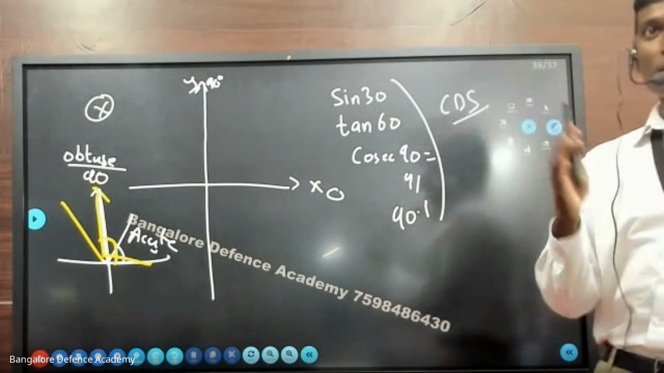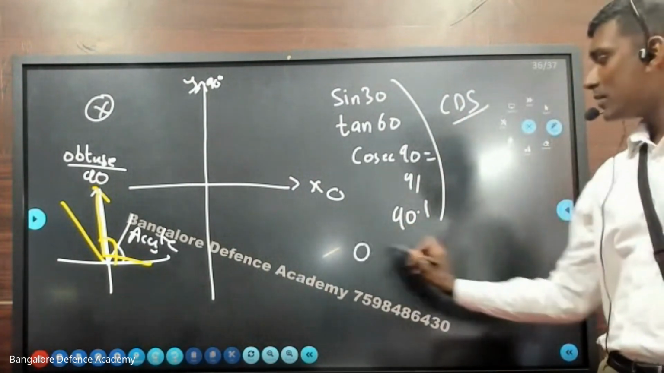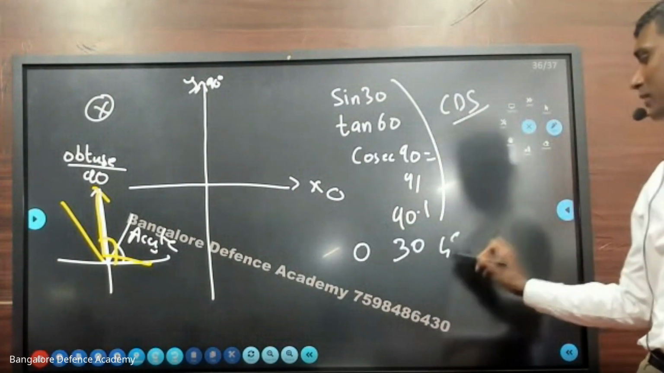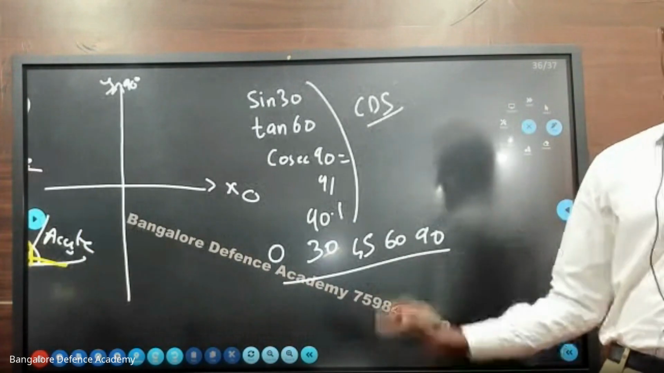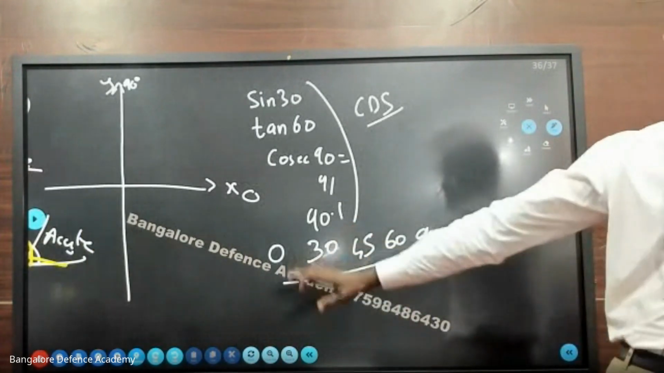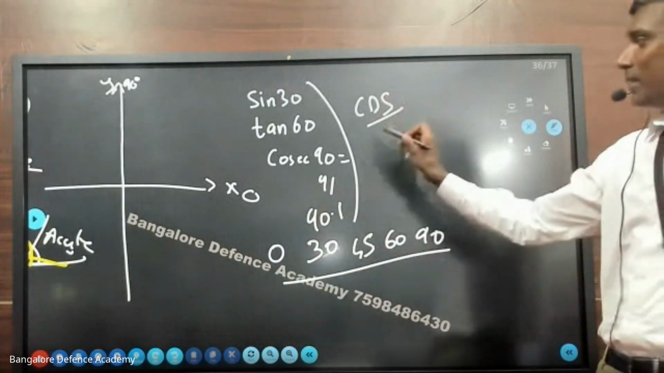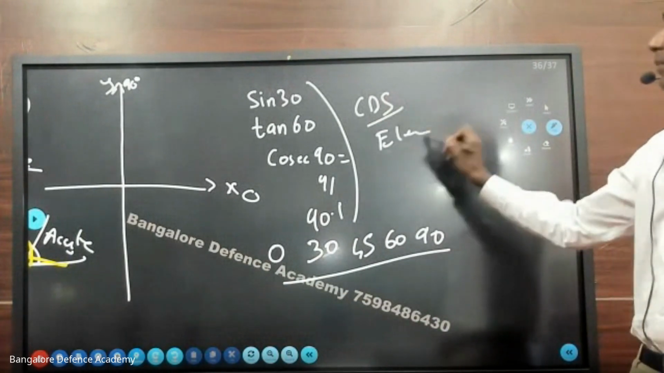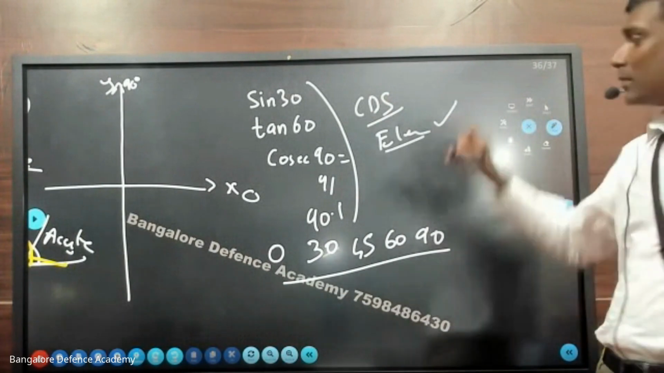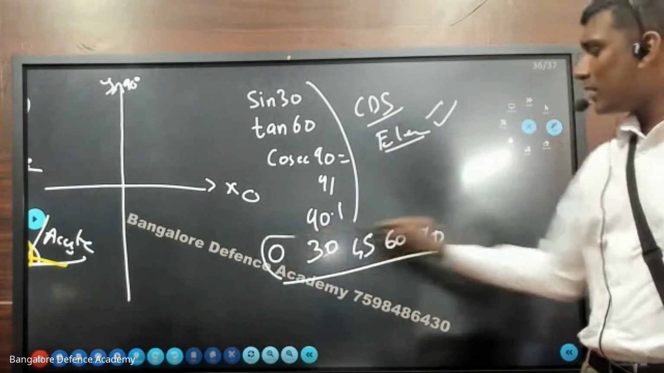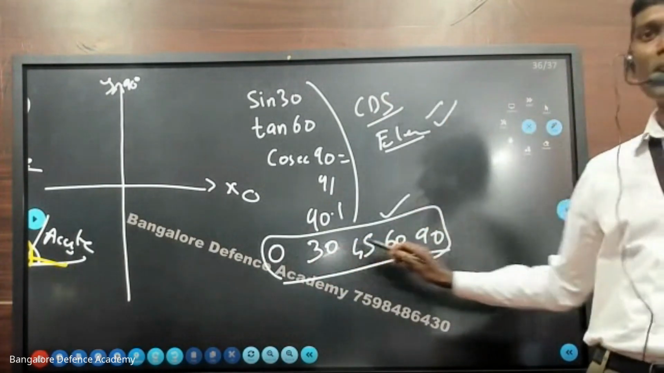Now in your textbook in 10th standard you have 0, 30, 45, 60, 90. These values are given in your school textbooks. The UPSC says that elementary mathematics, they will ask you whatever you have studied in 10th standard. You understand? Elementary mathematics. So what is given in the elementary mathematics textbook? 0, 30, 45, 60, 90.